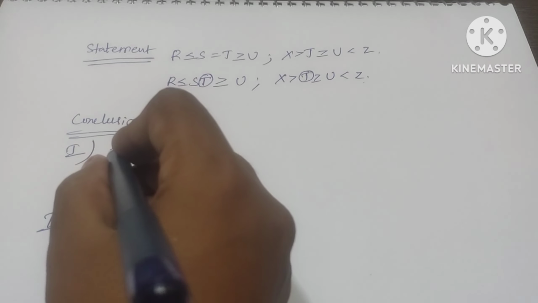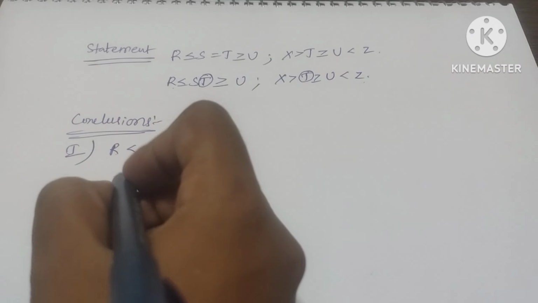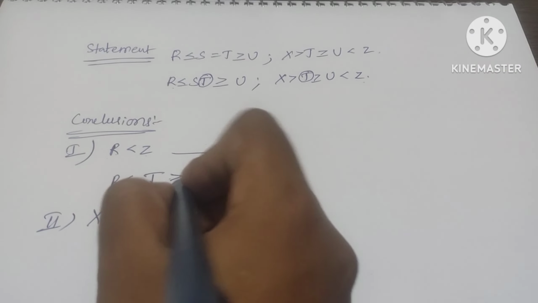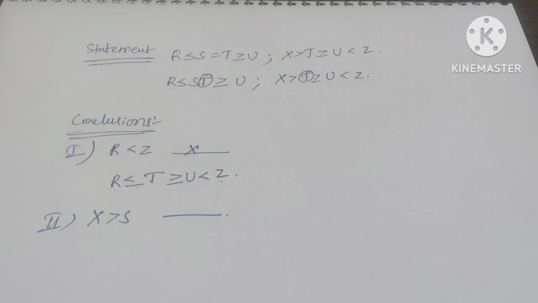Got it? Now R is here, Z is here. In between R and Z, the symbols are not similar. Here less than or equals to, greater than or equals to, and less than. So here this conclusion does not follow.